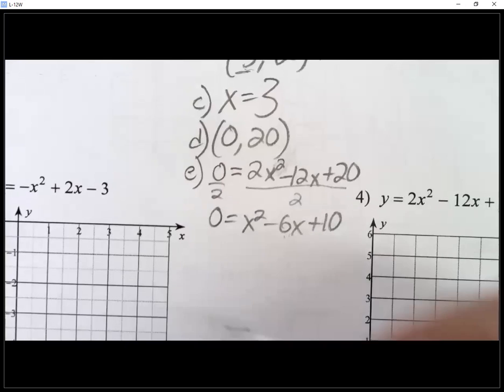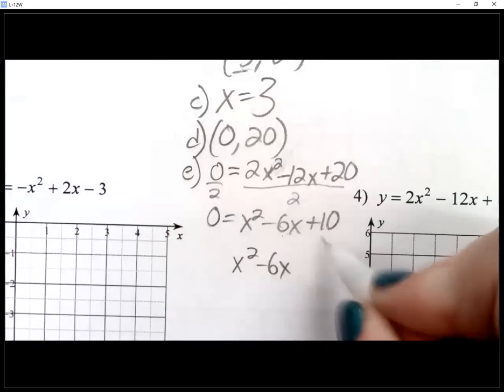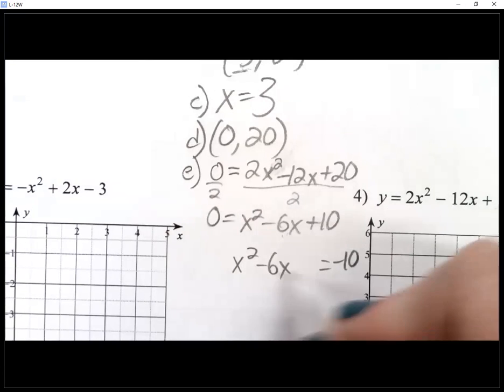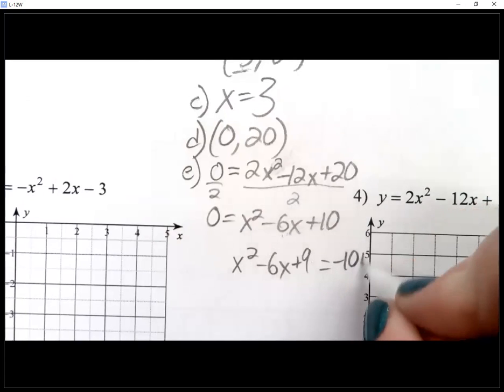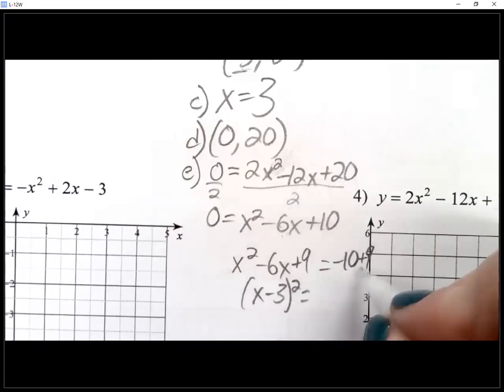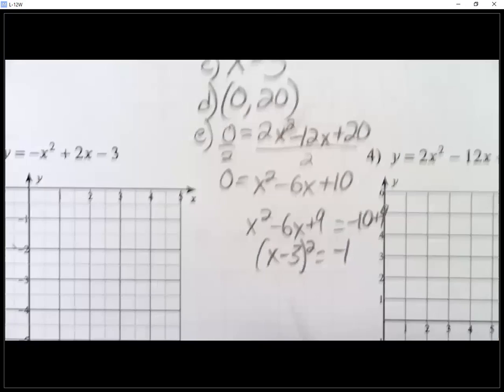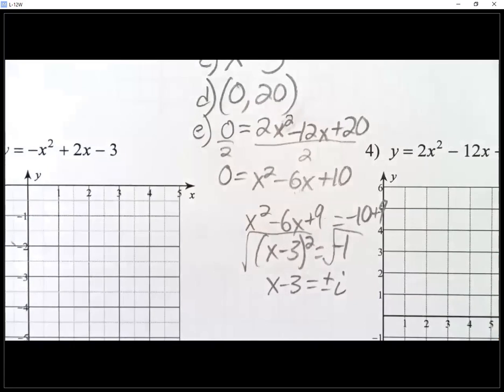So if you prefer the quadratic formula, you go for it. But if you recognize, oh yeah, I can just do, I'm going to minus the 10 to the other side. Half of that is -3 squared is 9. So I'll add 9 to both sides. Factor, simplify, square roots. Add that 3 back over.